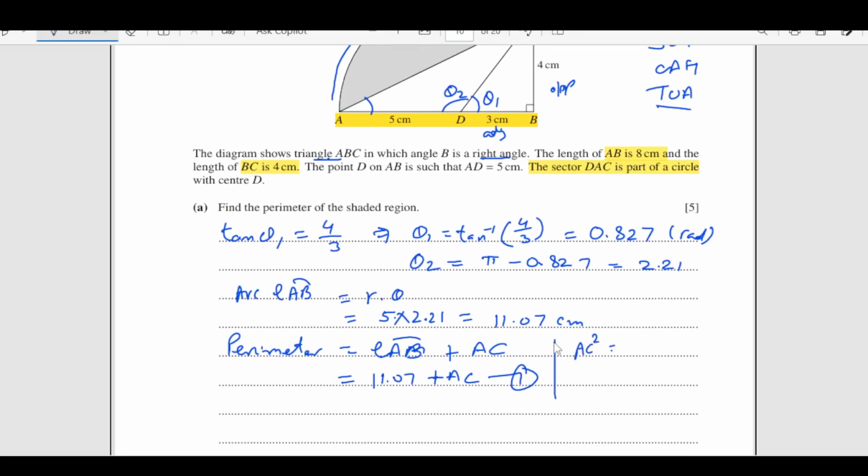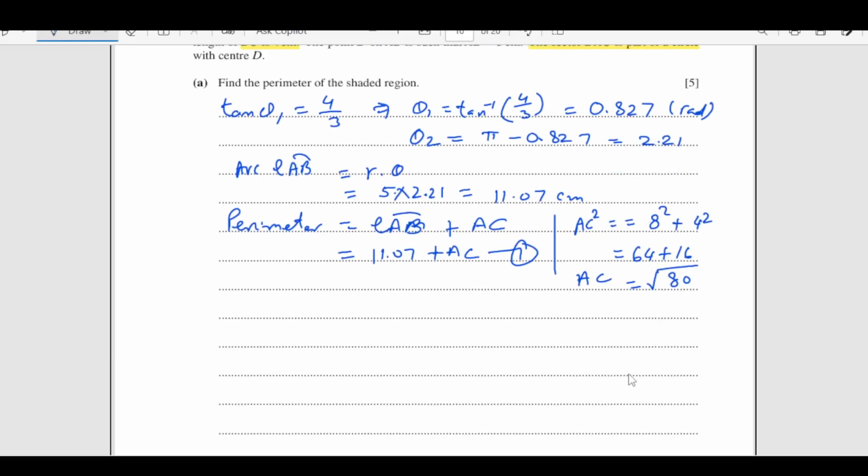AC squared is equal to 8 squared plus 4 squared, the whole length 8 and this 4. So this is 64 plus 16, which is 80, and AC is going to be the square root of 80, right. So we are going to use that over here. The perimeter is going to be 11.07 plus the square root of 80. This comes out to be 20.0197, and we can write 20 centimeters. So this is the perimeter of the shaded region.